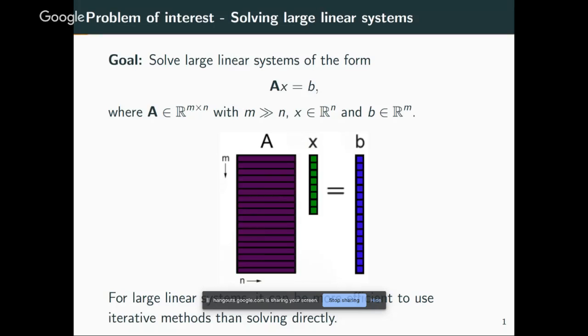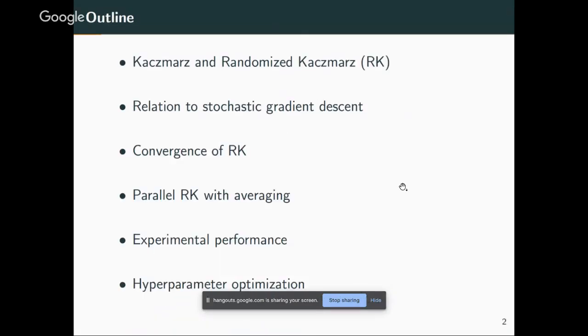And in this situation, it can be more efficient to use iterative methods to solve for x or approximate x rather than computing the solution directly. Okay, so this is the problem setting. And the Kaczmarz method is one iterative method for solving this sort of problem.